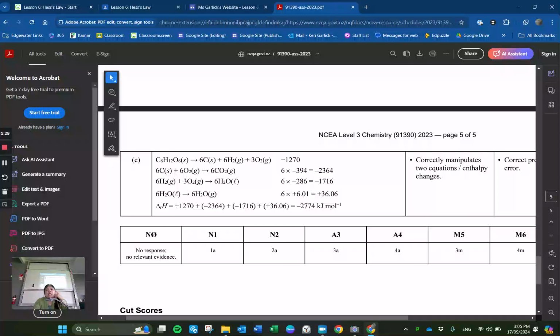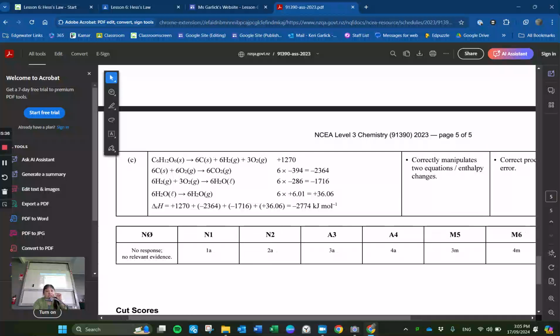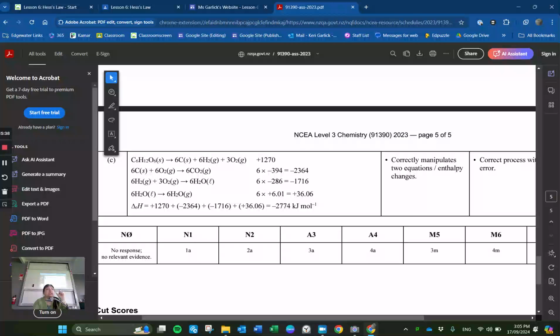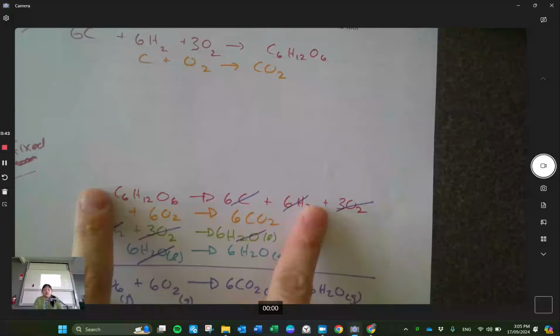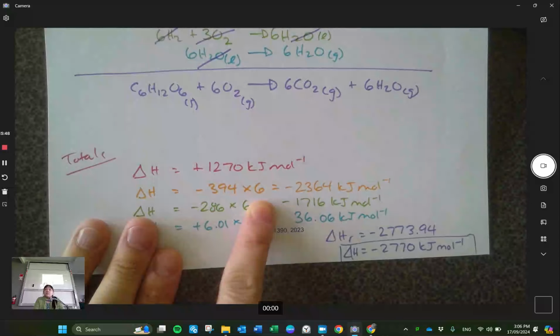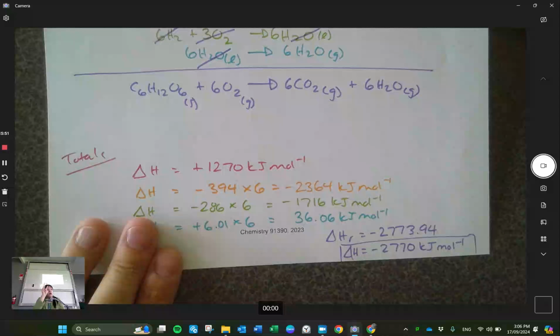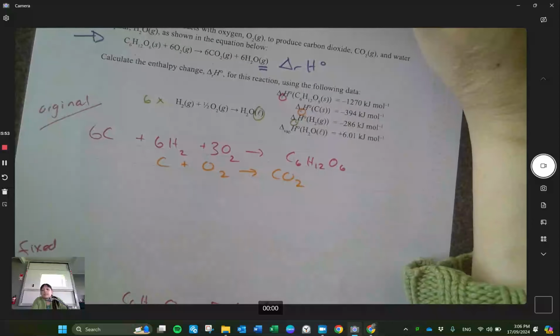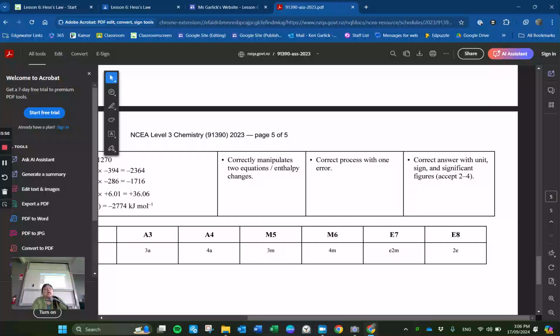which I was like, that's weird. Anyway, if you have correctly manipulated 2 of the equations or enthalpy changes, so for example, you multiplied by 6 or you changed the sign, that was enough for an achieved. So when I say that, flipping them around, or just recognizing you need to change the sign or multiply. If you did that for 2 out of the 4 equations there, you got an achieved point. The merit was a correct process with 1 error. So let's say you did a calculation error. That is why it's so important to show your work in this question.